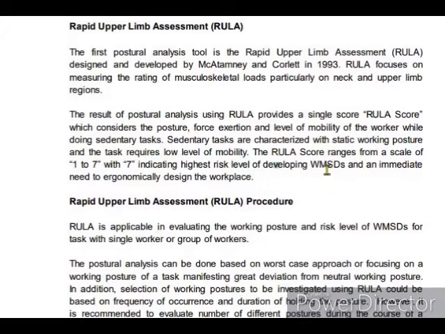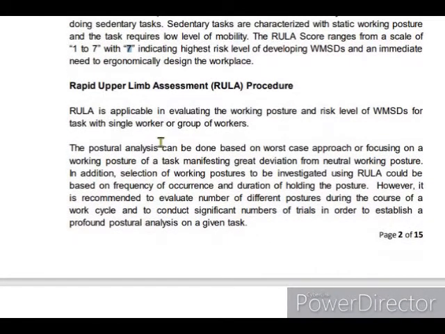So, the RULA score ranges from a scale of 1 to 7, okay? With 7 indicating the highest risk level of developing WMSDs and an immediate need to ergonomically design the workplace. So, 7 yung pinakamataas na risk. Tatandaan nyo yan. The higher the risk, the more you should ergonomically design the workplace, okay? Next is the Rapid Upper Limb Assessment or RULA procedure. So, ito procedure na siya, guys.